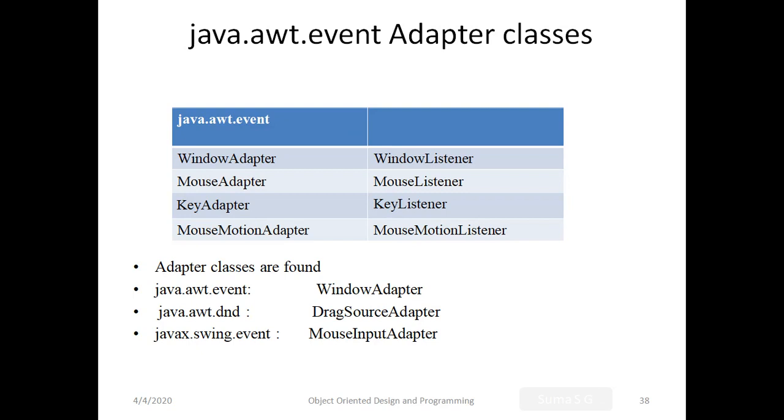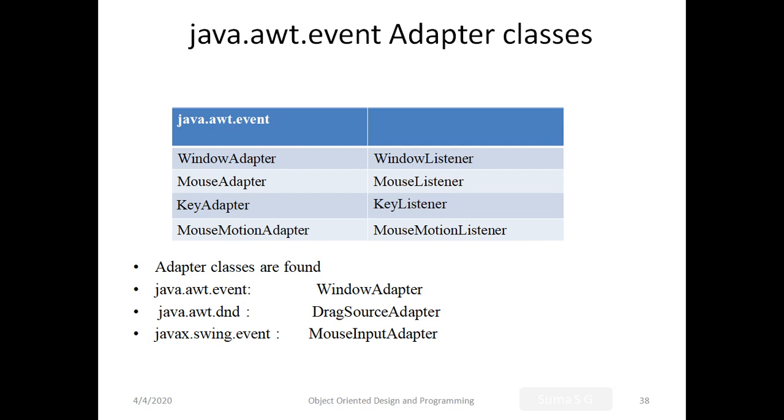The adapter classes are found in the java.awt.event package, the java.awt.dnd package, and the javax.swing.event package. One example is WindowAdapter, which is present in the java.awt.event package. DragSourceAdapter is an example present in the java.awt.dnd package. MouseInputAdapter is an example of an adapter class present in the javax.swing.event package.